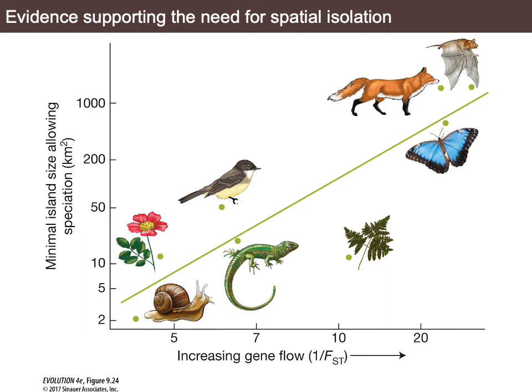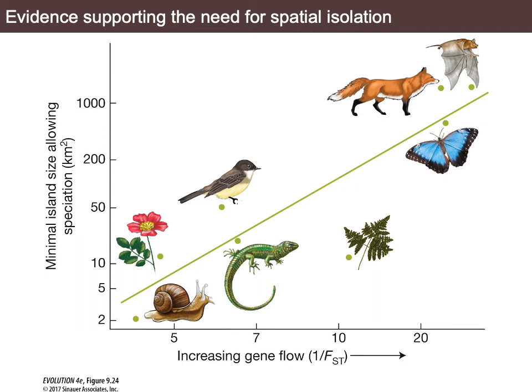If you have two populations that are 5 kilometers apart, for which species are you going to have more gene flow between those populations, snails or bats? Well, certainly bats and butterflies and foxes, for that matter, are going to be much more capable of dispersing and carrying with them alleles from one population to another.